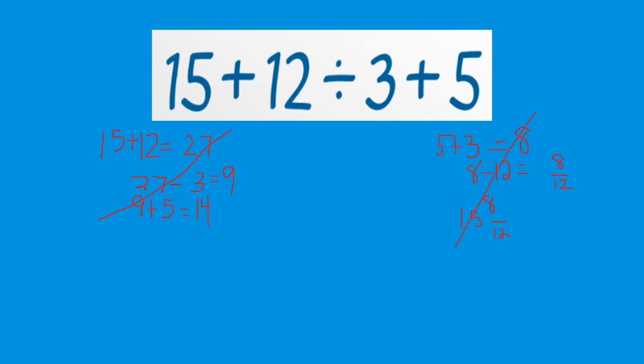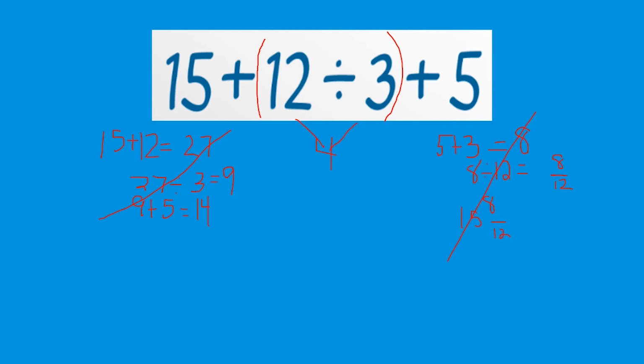So let's think about order of operations. When we have order of operations, we need to start with parentheses first. I don't have parentheses, so I can think about what my next step would be. My next step would be multiplication and division, because I don't have exponents either. So let's think about this part. 12 divided by 3 is division. 12 divided by 3 is 4.